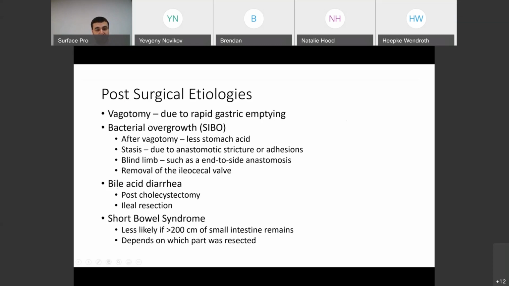And just as a reminder for your boards, the diagnosis for this is a jejunal aspirate and culture. That's the gold standard. But frequently, what we do in practice is we'll do an empiric trial of antibiotics.